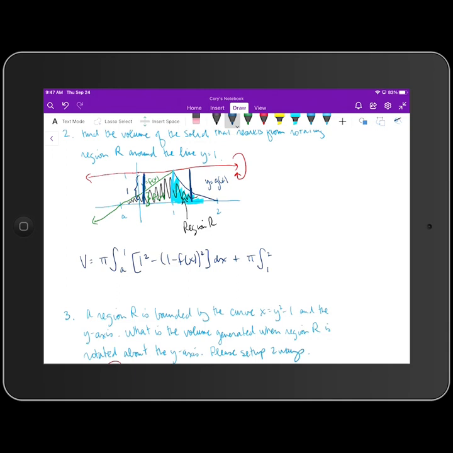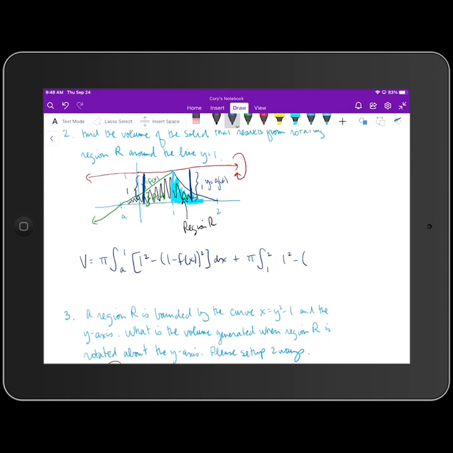So the longer radius is going to be the distance from the line that we are rotating about to the curve that's the furthest away, which is again going to be 1, which we have to square that radius, minus the shorter radius, which is going to be the distance from the line that we are rotating about to the curve that's the closest. Okay, so again, we know this entire distance is 1.